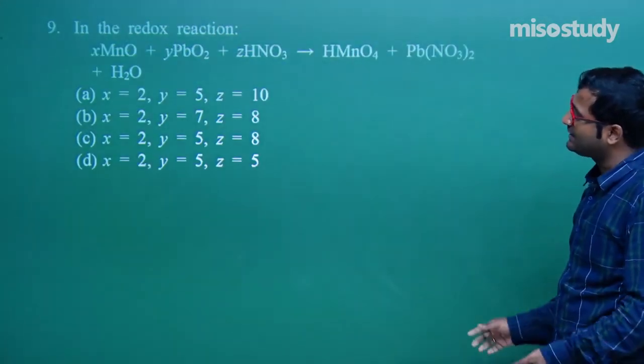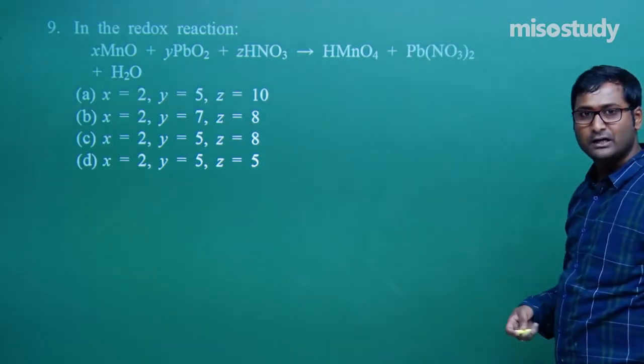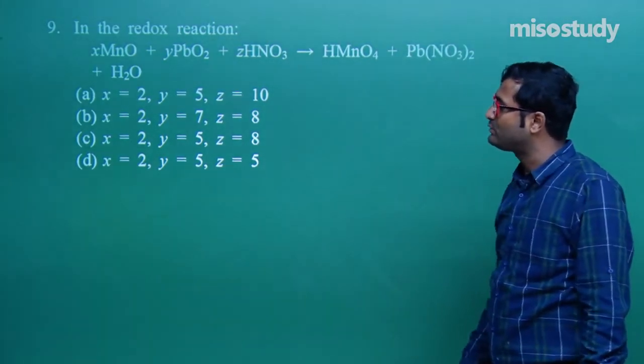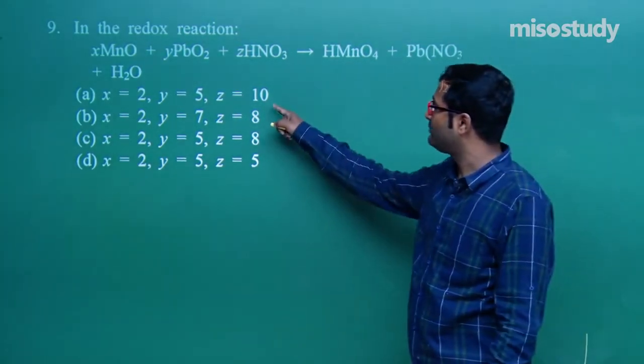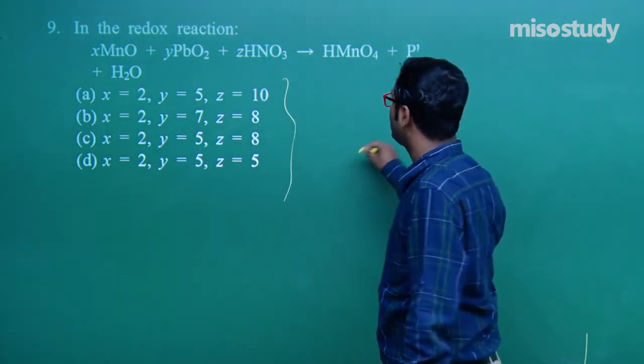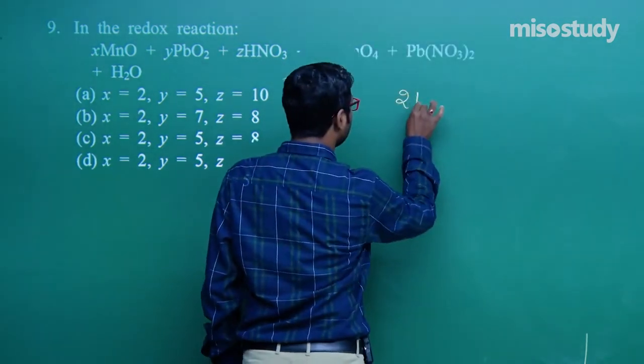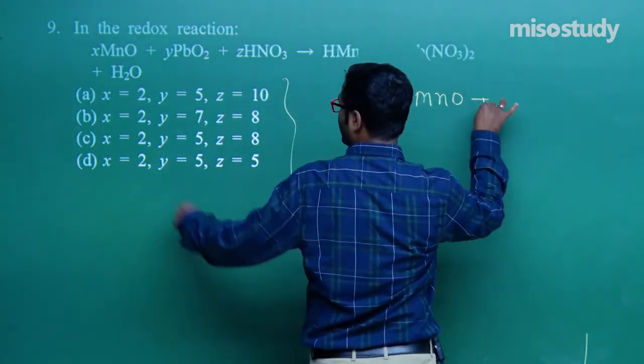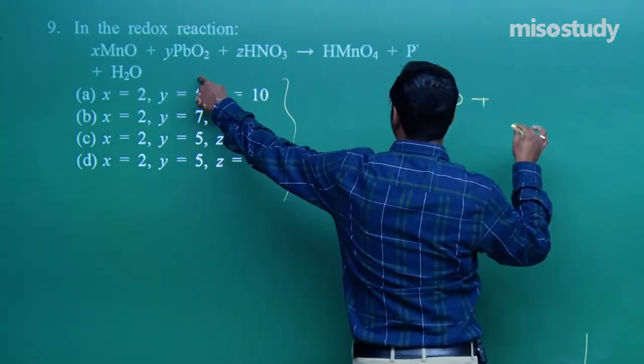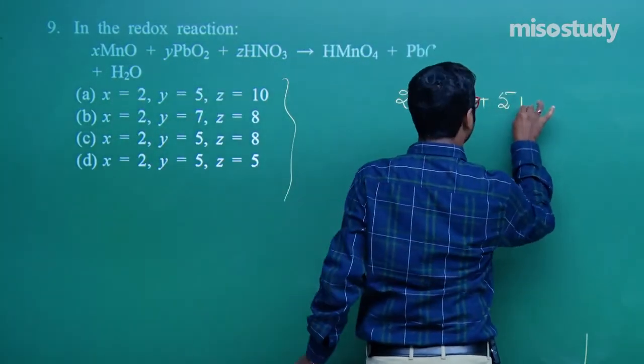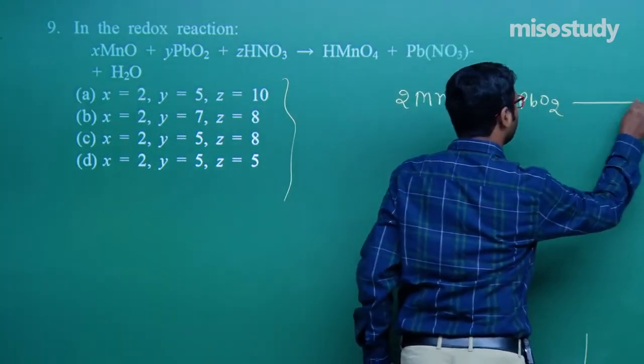Now in the reaction, again this is a question similar to JEE Main. Again you have to use the hit and trial method. I am using option 1, x is equal to 2. If I put 2 in place of x, then 2MnO, then 5PbO2. Yes sir, you are correct.